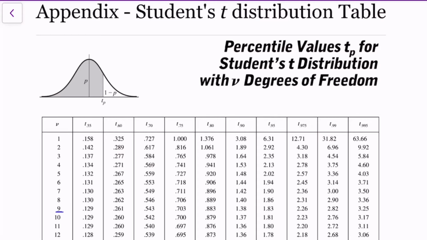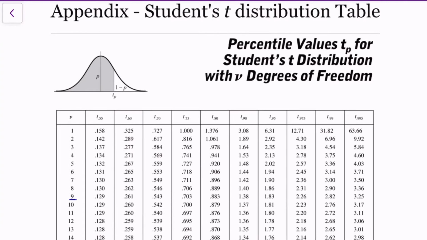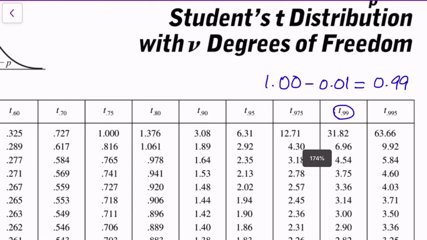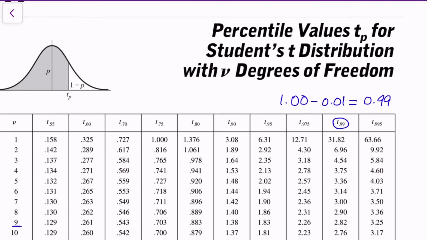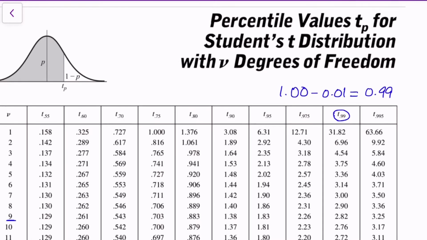But on the topmost row there is no 1%, so we have to subtract it from 1. We can write it like 1.00 minus 0.01. It gives us 0.99, so which is here t 0.99. Now we have to look at the column of t.99 and the row of 9 degrees of freedom. So we get 2.82.